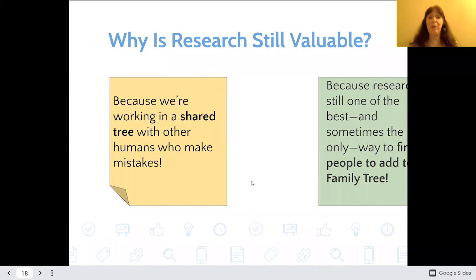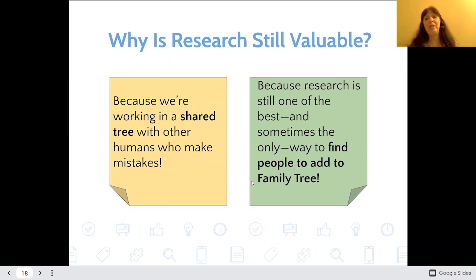But then the other very important point is that research is still one of the best and sometimes the only way to find people that are missing from Family Tree. This is a repeat from a former class, but I'll repeat it because I think it's so helpful. According to Ron Tanner, the guru and manager of Family Tree, many of you have probably heard him speak, he's hilarious and I love him, there are about 1.3 billion names in Family Tree. And that sounds like a lot, and it is. But if you Google to find out how many people have possibly lived on the earth, it's between about 90 billion and 130 billion. Those are the best estimates, which means if we've only got 1.3 billion, we're missing many billions of names.